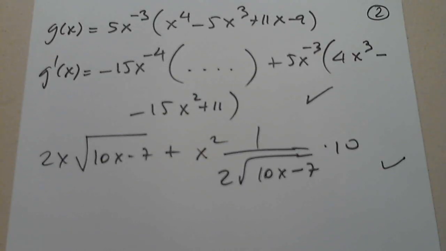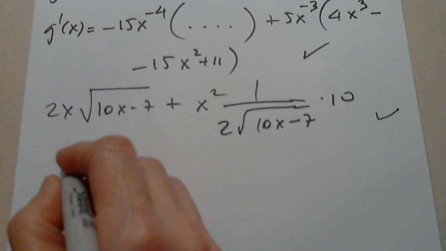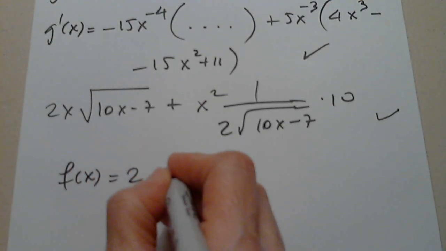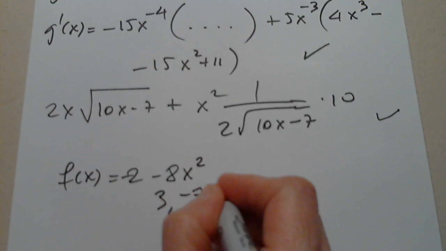Anybody? Can you please? Yes. So we had at least 4 problems like this one. f of x equals 2 minus 8x squared, and we have the point 3 comma negative 74.